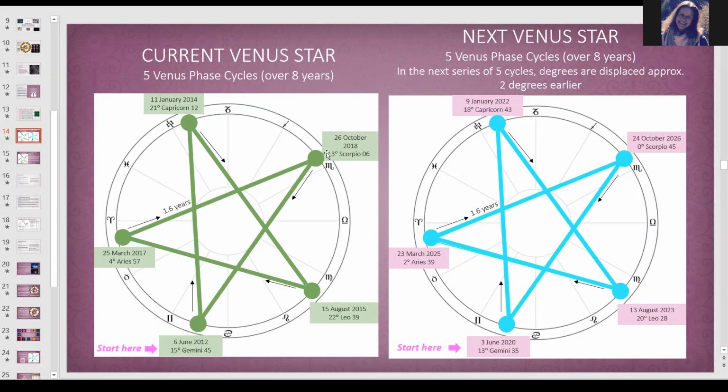1.5 years later, on the 26th of October 2018, the Venus star point will be at 3 degrees Scorpio.